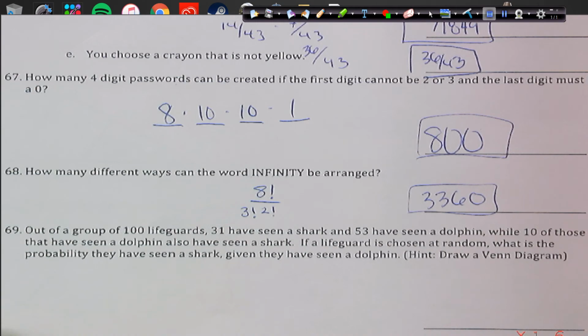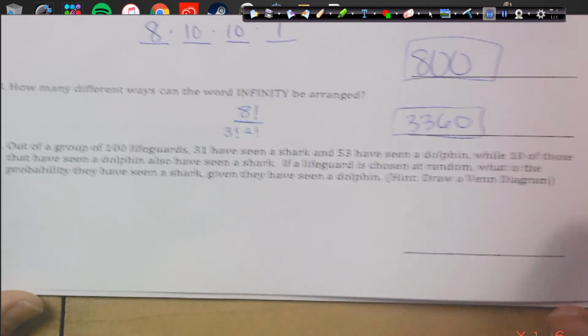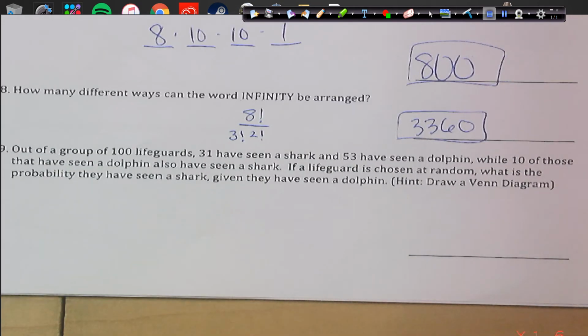Alright. Next. At a group of 100 lifeguards, 31 have seen a shark. 53 have seen a dolphin, while 10 of those have seen a shark, have also seen a dolphin. Okay, so they've seen both. You choose a lifeguard at random. What is the probability they've seen a shark given they've seen a dolphin?